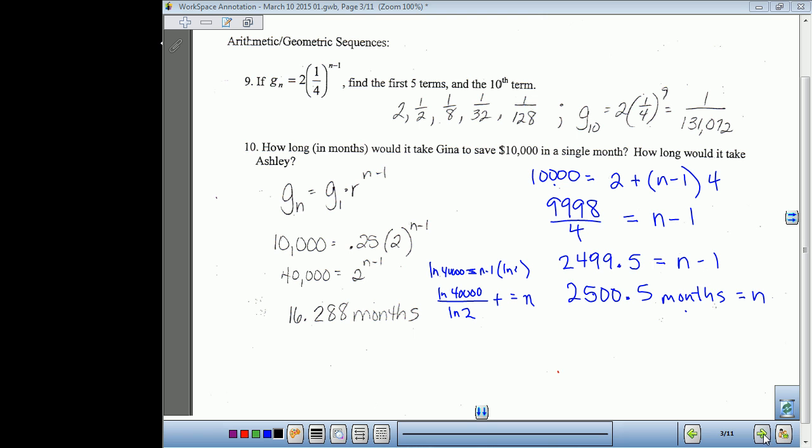All right. So anyway, they've been standing up for a while.